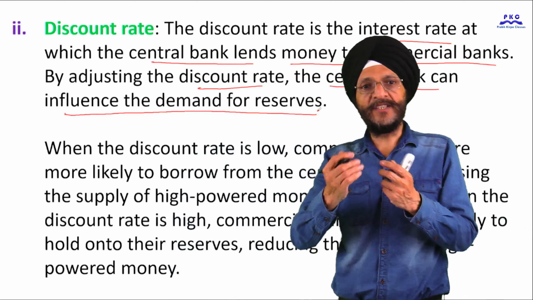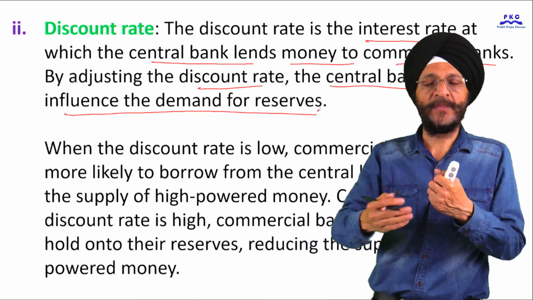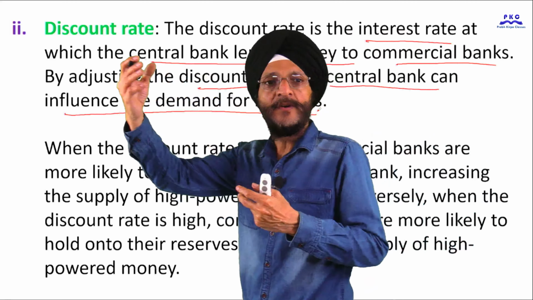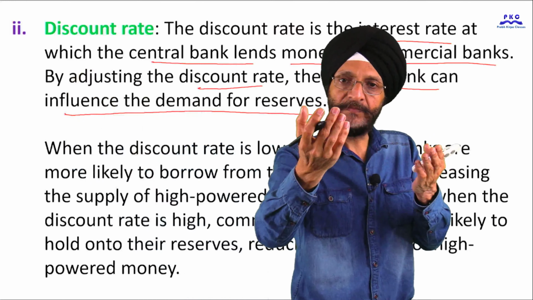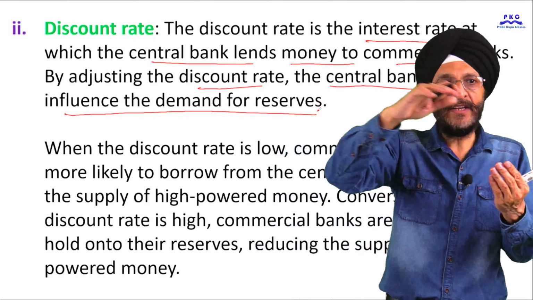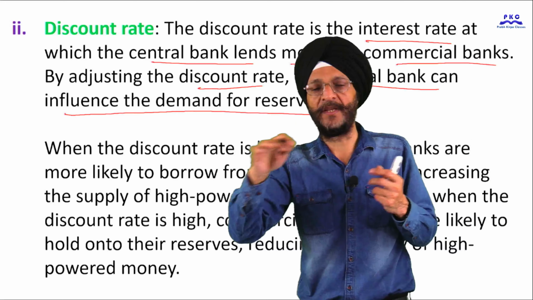When the discount rate is low, the commercial banks will be tempted to borrow more from the central bank, and when the commercial banks will borrow more, it will increase the supply of high powered money.